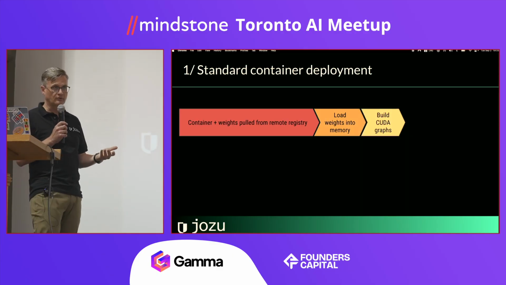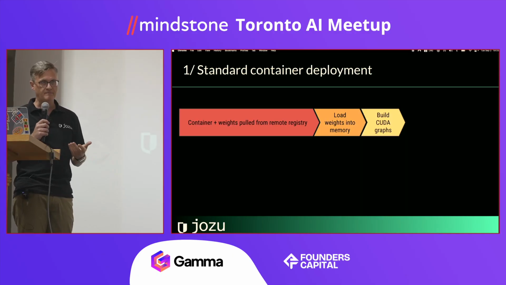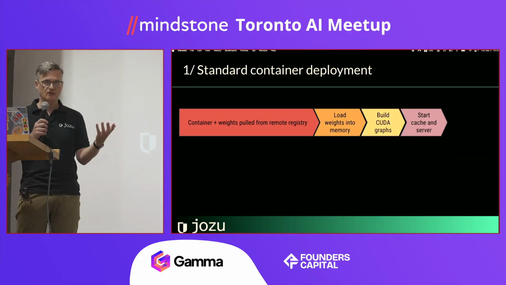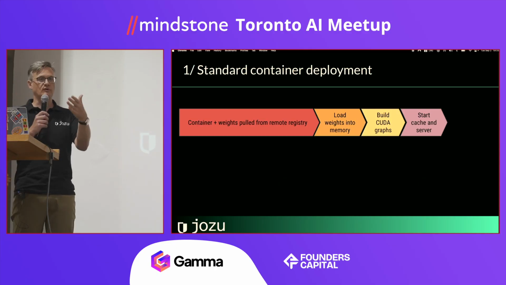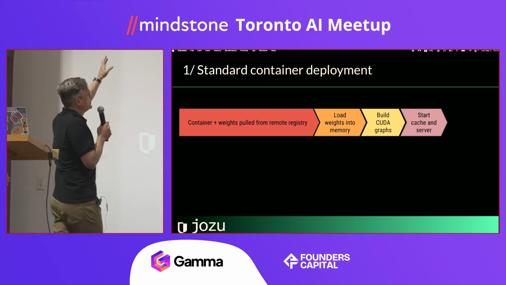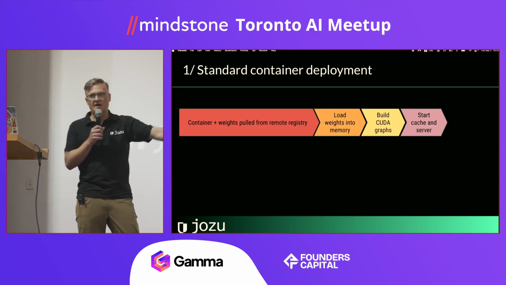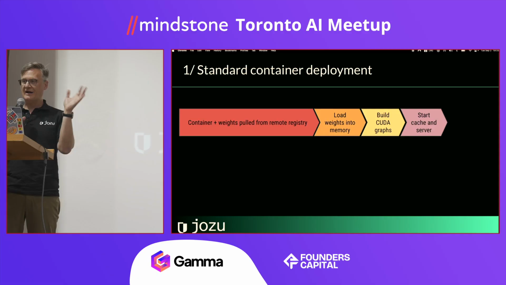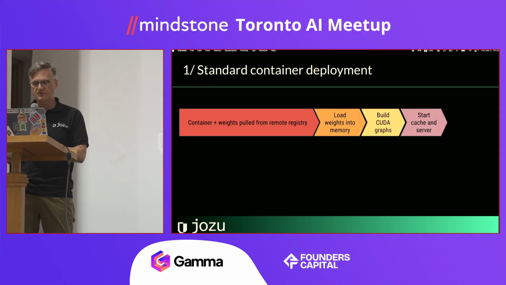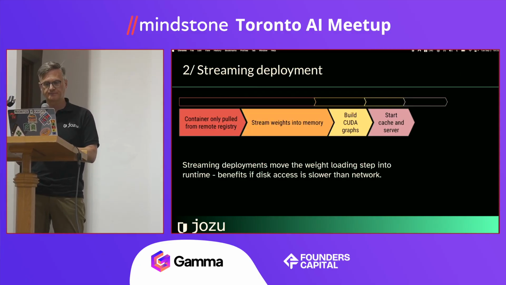Then you've got to build the CUDA graphs, because this is an LLM. And you start the cache in the server, and at that point, now first token can be processed. So you would call this kind of deployment to first token time. Now, I'll get to the actual times for these at the end, but I just want to walk through so you can understand where the pieces fall.